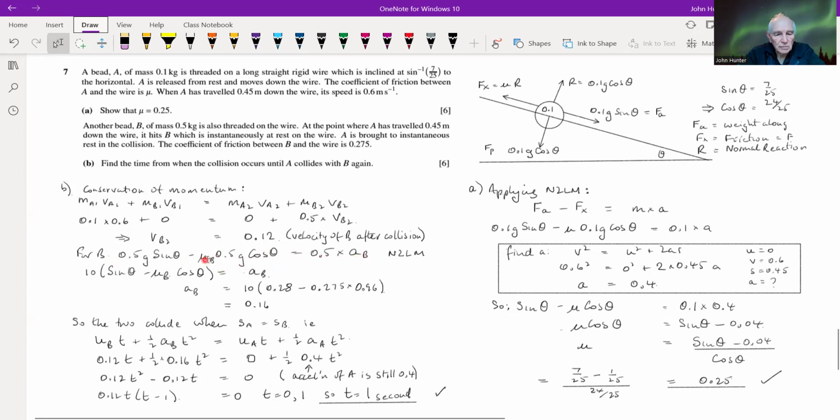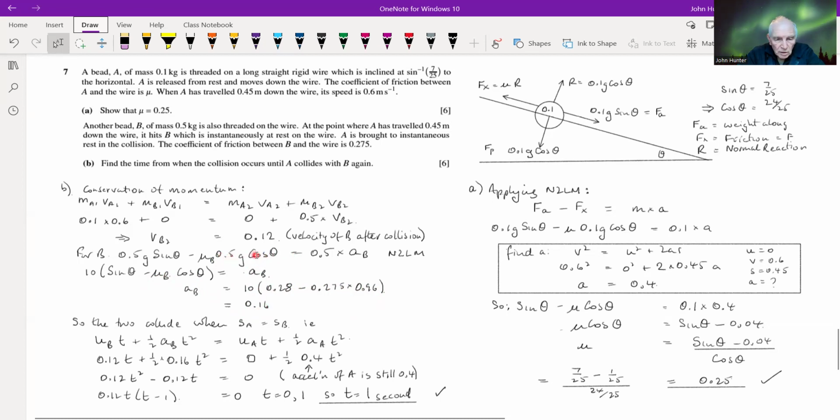Okay, so we glue all that together and we work out the acceleration of B. Yeah, we know theta, don't we? We know mu B. So we can plug all those values in and we're going to get 0.16.